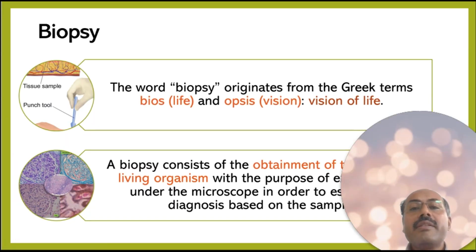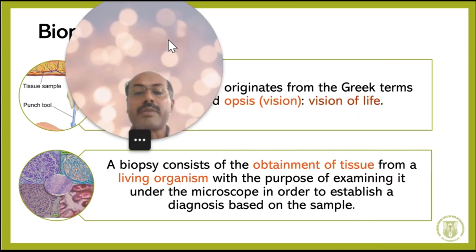The word biopsy is a Greek terminology and it is derived from two words: bios, which means life, and opsis, which means vision. So basically, biopsy is vision of life. A biopsy consists of obtainment of tissue from a living organism, whereas autopsy is obtainment of tissue from a dead organism. So here we take this tissue for the purpose of examining it under the microscope in order to establish a diagnosis for the sample.